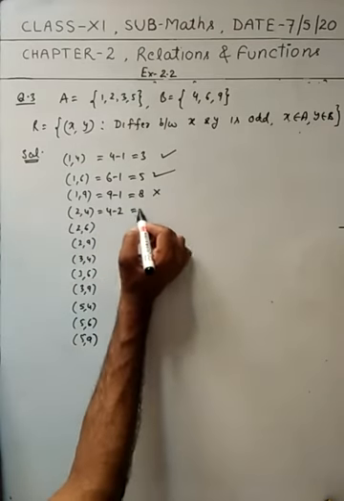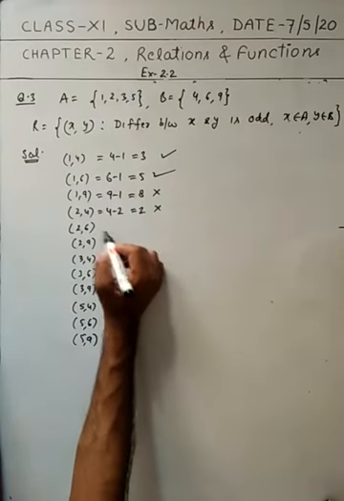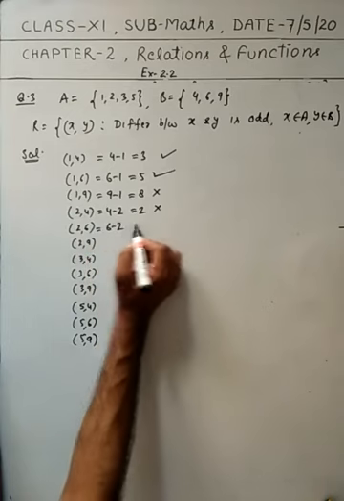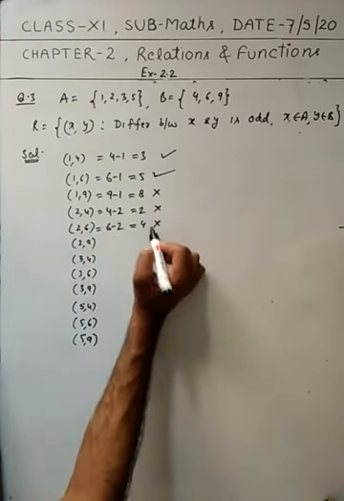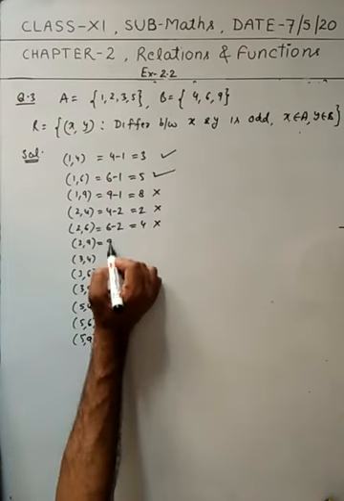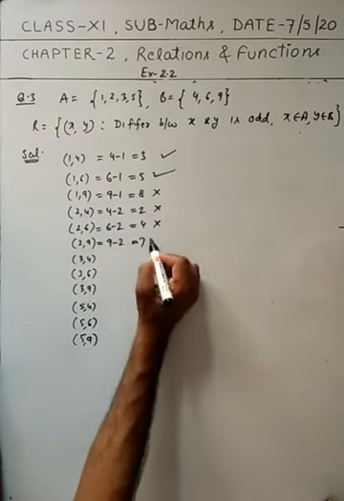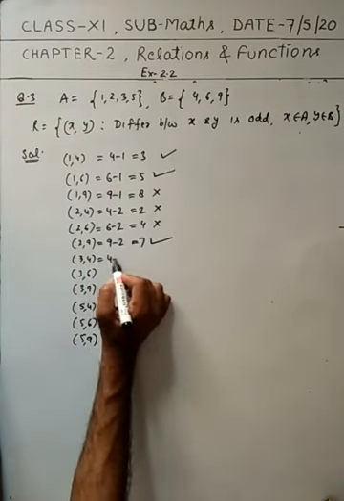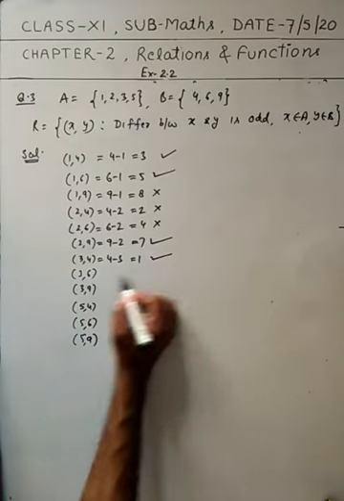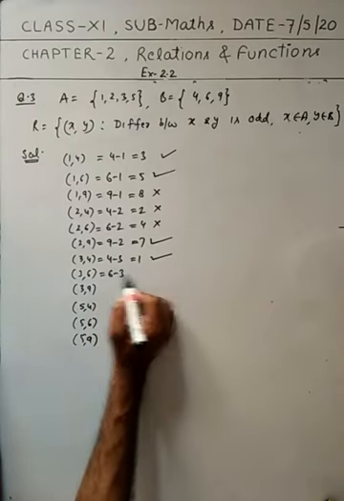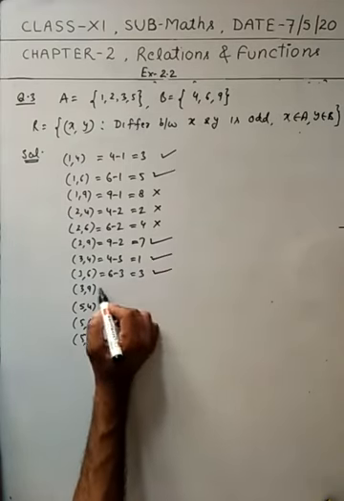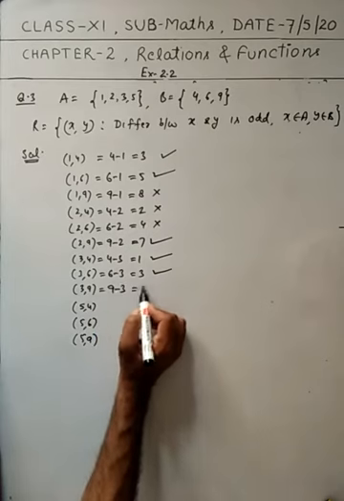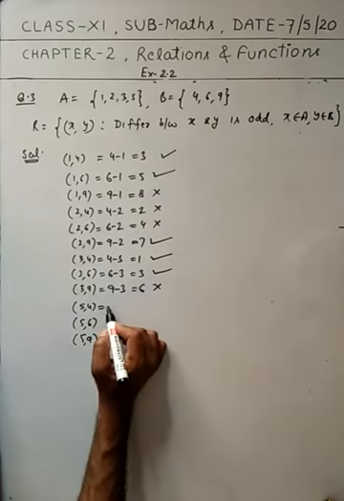4 minus 2 equal to 2, this is also not odd. 6 minus 2 equal to 4, this is also again not odd. 9 minus 2 is 7, which is odd. 4 minus 3 equal to 1, an odd number. 6 minus 3 equal to 3, an odd number. 9 minus 3 is 6, which is not odd.